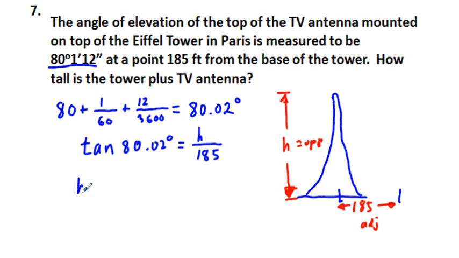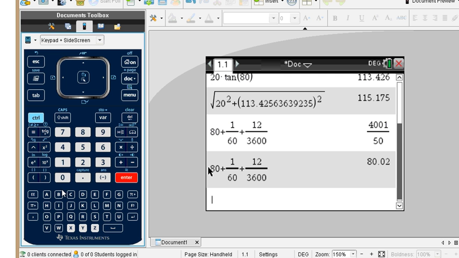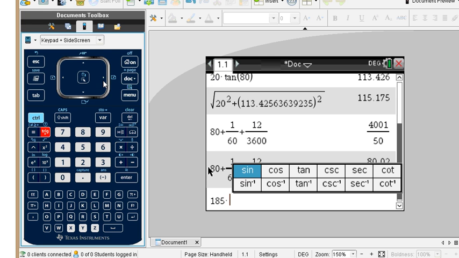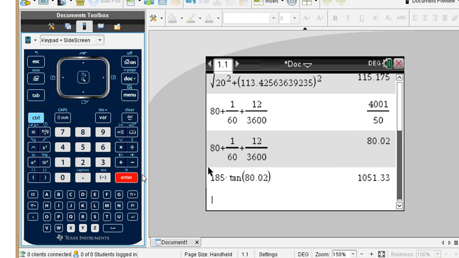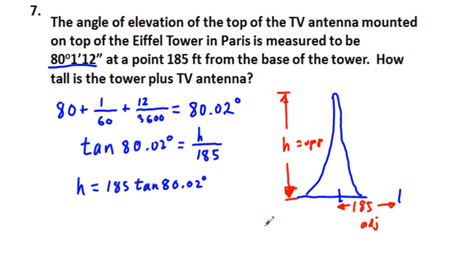and then our height, cross multiplying, is going to be equal to 185 times the tangent of 80.02 degrees. And going to our calculator, we have 185 times the tangent of 80.02 degrees. And so we get a height of 1,051.33 feet, which rounds to 1,051 feet. Sounds like it's about right.